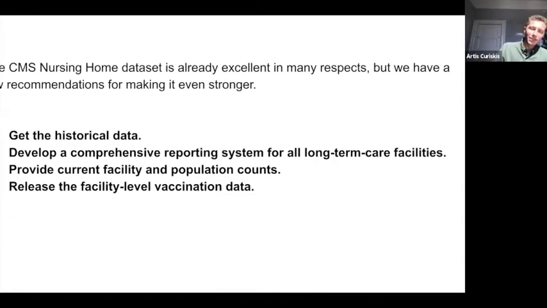And then also we would recommend developing a comprehensive reporting system so that all long-term care, not just nursing homes, is surrounded under federal guidance and understanding and reporting, and then provide current facility counts and population counts so we can understand what percent of facilities and the population were impacted. And then lastly, facility level vaccination data would be really essential, especially in comparing with CMS's data, which also goes at the facility level. Thank you.